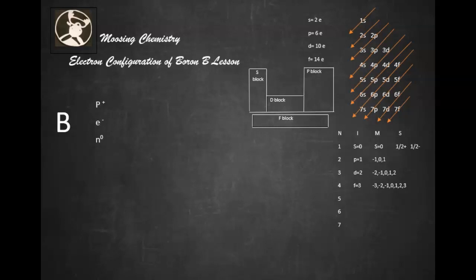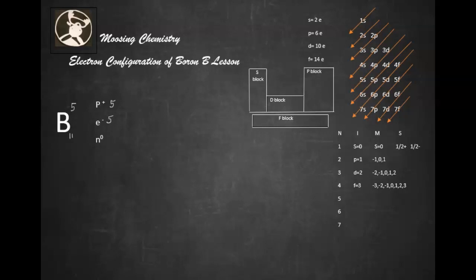Alright, so boron is the fifth element on the periodic table. So we're going to put a 5 right here. And boron's atomic mass is 11, so we're going to write 11 right there. So that tells me that boron has 5 protons, 5 electrons.